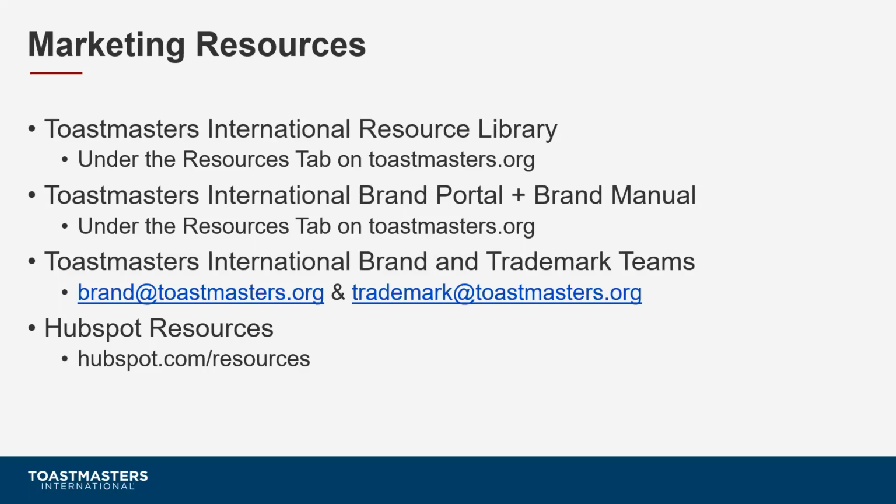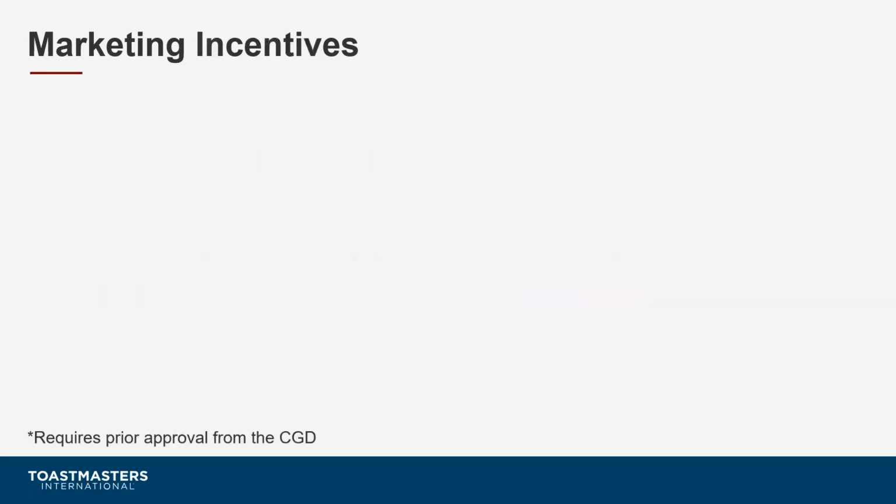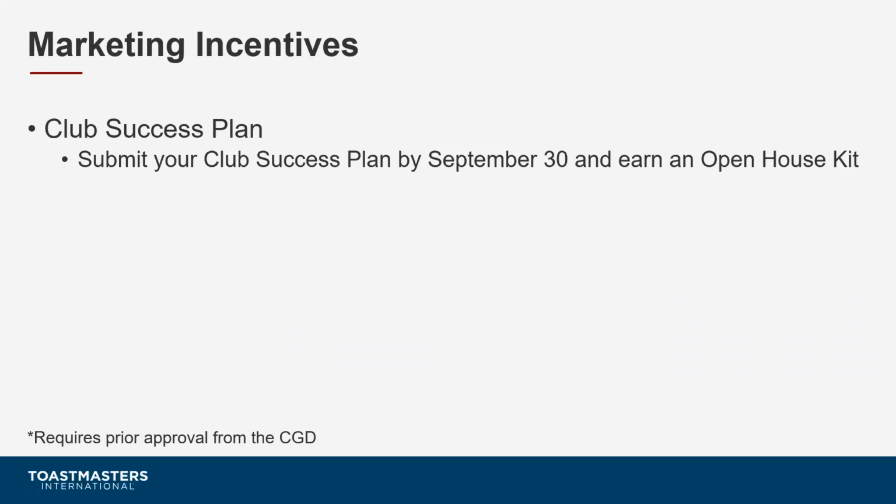of your marketing plan. And I would be remiss if I didn't wrap up and talk about the incentives that we have as a district this year around marketing. The first is the club success plan. If your club turns in your success plan to me by September 30th, you will have earned an open house kit, and that has a whole bunch of little items in it that you can use when we're meeting back in person for your open houses or when you have guests, that type of thing.